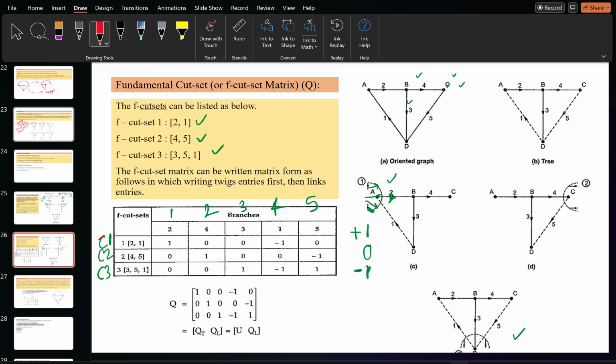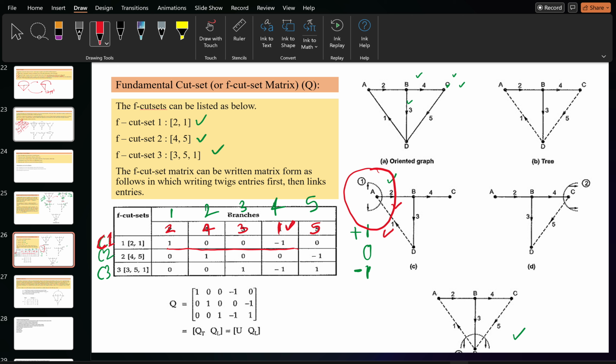Suppose I am taking the cut set one, C1 here. This is simply the cut set C1. How many branches are actually included in that cut set? Two, 1 and 2. The column order can be different based upon how you are representing the branches. Here they have considered the second branch here, fourth branch here, third branch here, first branch here, and the fifth branch here. So it is based upon how you are representing.